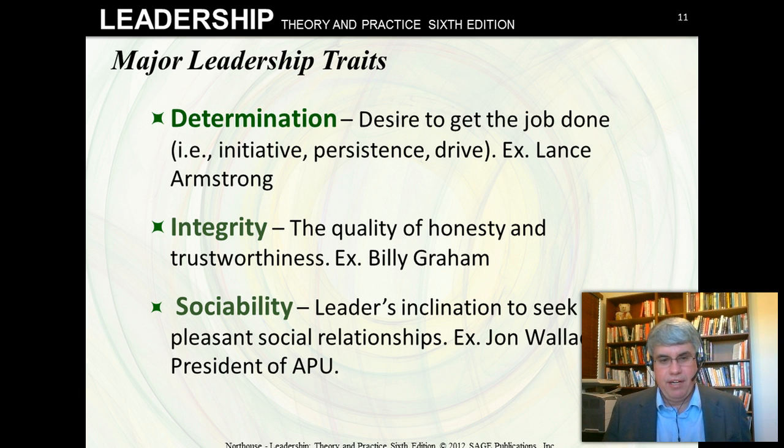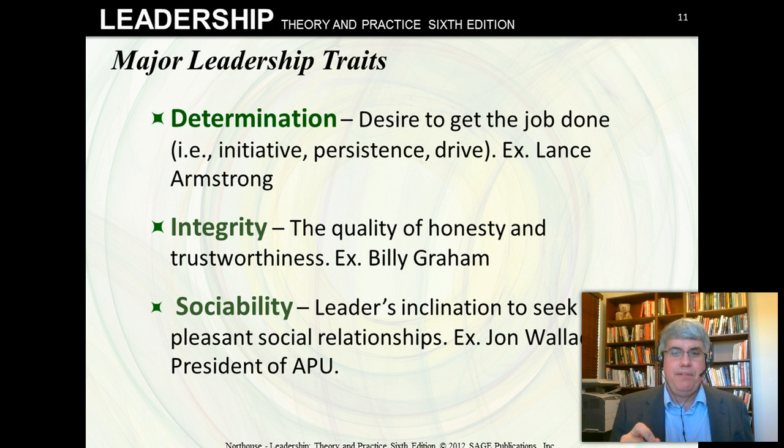Now, another leadership trait that's really valued is sociability, and it contributes to being viewed as a leader. And that's the leader's inclination to seek out pleasant social relationships. Somebody that goes around and interacts with people and has pleasant relationships with them. I think a good example of this is John Wallace, the president of APU.